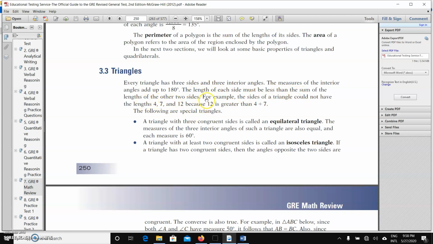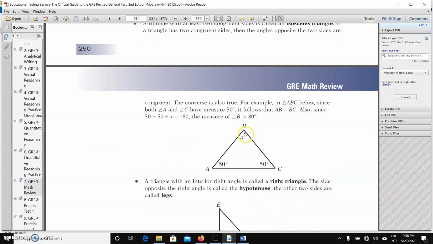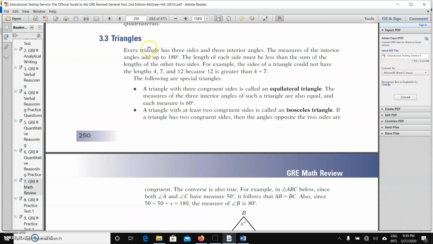For example, let me use this as an example. What they are saying is the length of one side must be less than the sum of the other two. For example, if this side is 3, this side is 4, and this side is 5, then if you add these two sides together, the addition must be greater than the last side. That's what this rule is talking about.